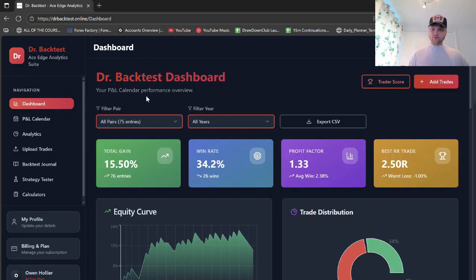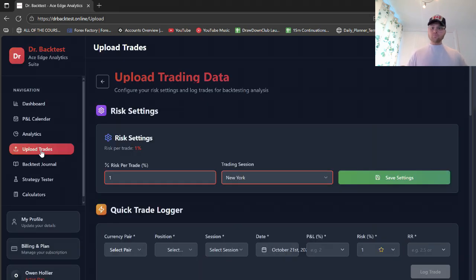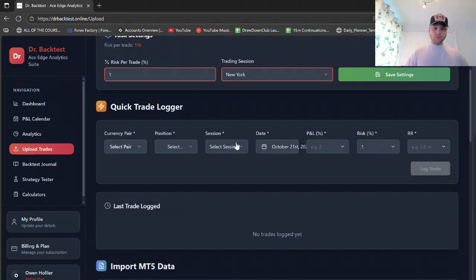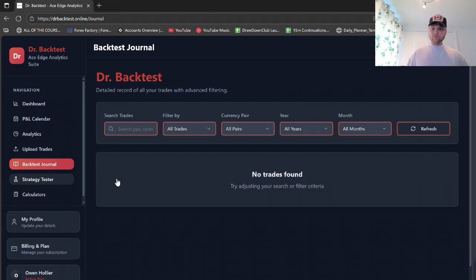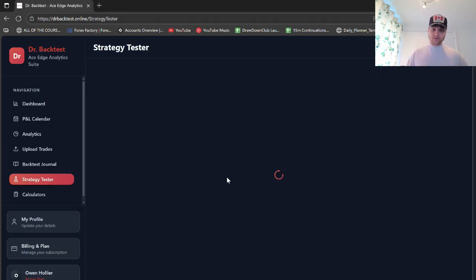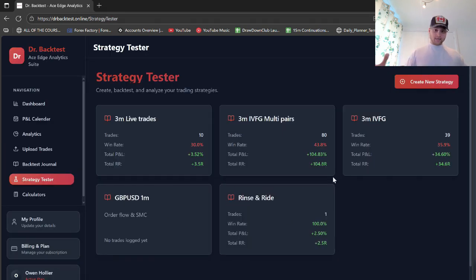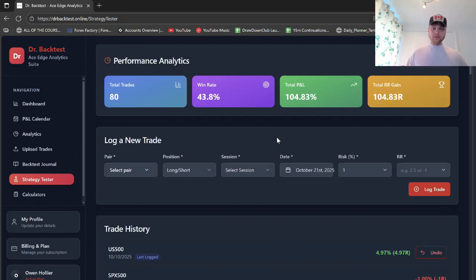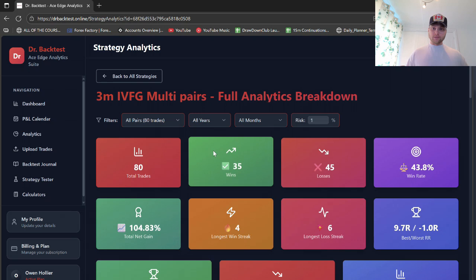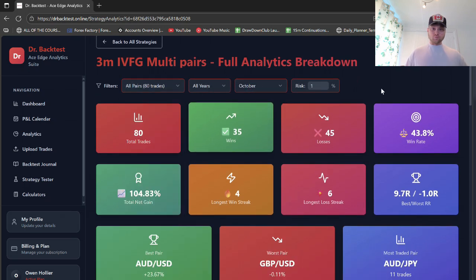But if you don't want to log any live trades, if you're just backtesting, you can come into your upload trade section and upload the trades from here, which will automatically get logged in your backtesting journal as well. And a new feature that we've recently added is our strategy tester. This is essentially where you come to test different strategies. At the minute I'm testing a 3-minute entry model, which you can see from here. I've only done just 1 month, and at 1% risk it's returned 104%. Obviously that's over a lot of pairs. I was just stress testing the strategy to see if it would work.